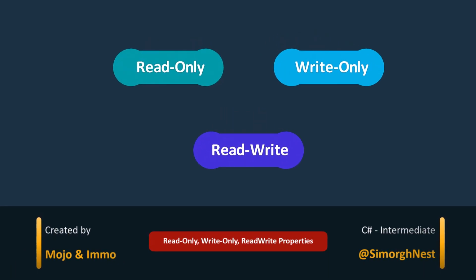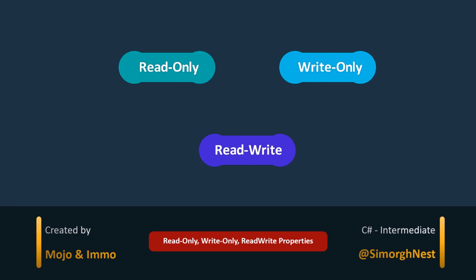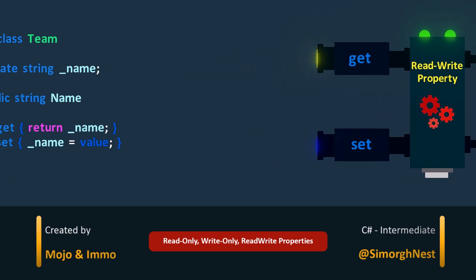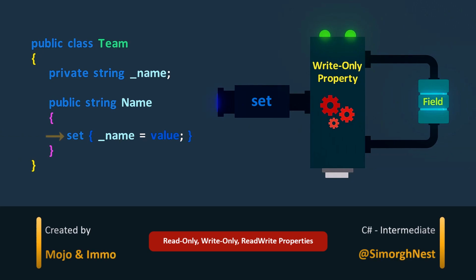Properties in C# can be categorized as read-write, read-only, or write-only. A read-write property allows both getting and setting its value by implementing both a get and set accessor. A write-only property enables modifying its value but does not provide a get accessor for reading the value. On the other hand, a read-only property only allows getting its value and does not provide a set accessor.